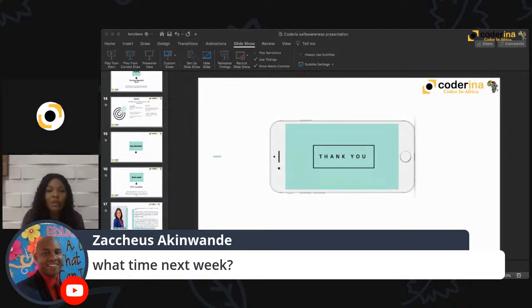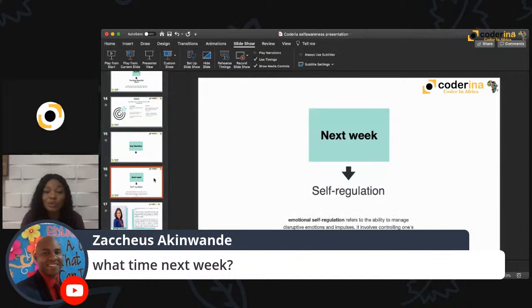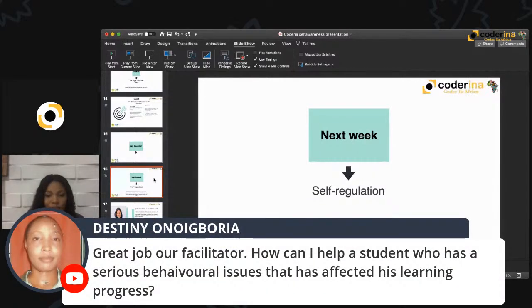Okay, so next week we'll be working on self-regulation, emotional self-regulation. We will be looking at developing our ability to manage emotions and impulses. We would be learning how to control our behaviors, our emotions and our thoughts, and how to pursue long-term goals and implement them. So these are the things we will be looking at next week.